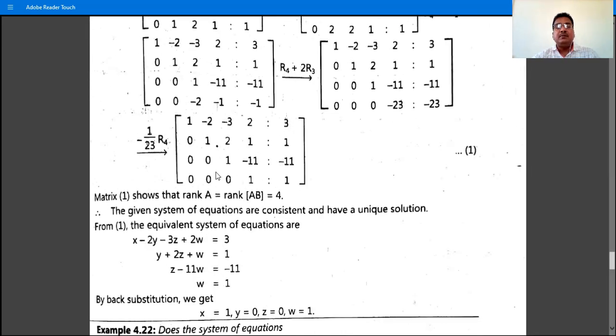If you observe the number of non-zero rows in this echelon form, this is a non-zero row, this is a non-zero row, this is a non-zero row, and the last row is also non-zero, and therefore rank of AB is 4. Rank of A is 4, rank of AB is 4, and therefore rank of A is equal to rank of AB, and therefore the given system of equations is consistent.